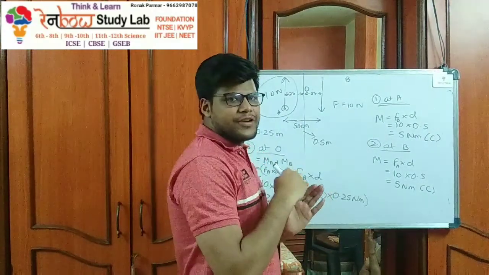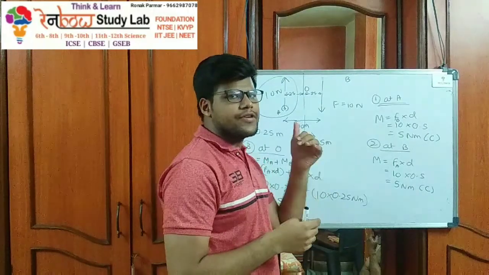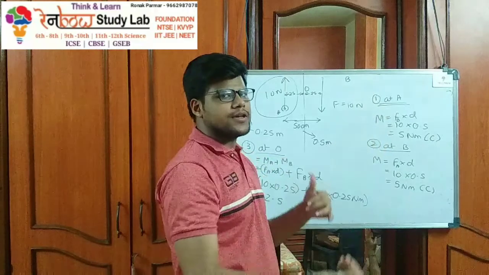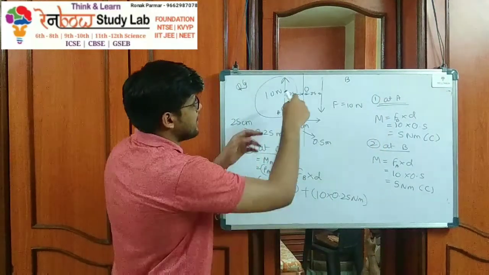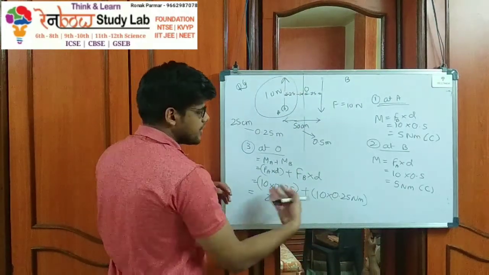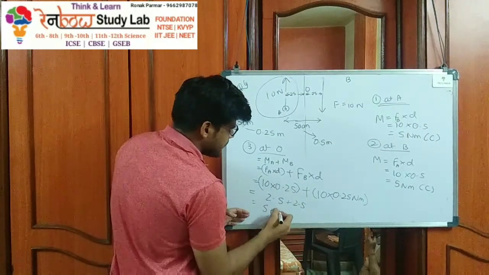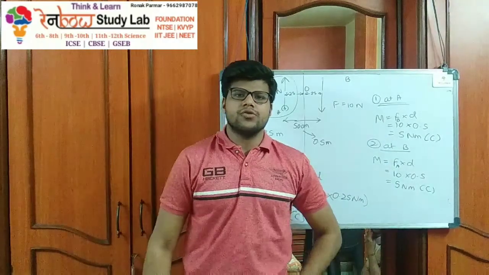If it is left hand side and upwards, clockwise; right hand side downwards, clockwise; left hand side downwards, anti-clockwise; right hand side upwards, anti-clockwise. This is clockwise, and FB into D. FB, right side and downwards, again clockwise. So we can directly add them. 5 Newton meter clockwise. So all the three are 5 Newton meter and clockwise.